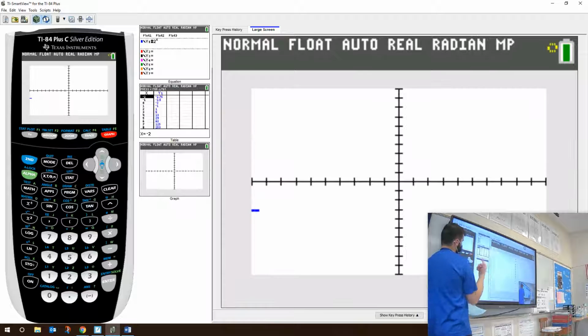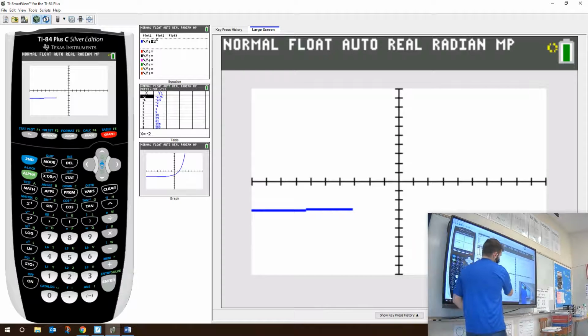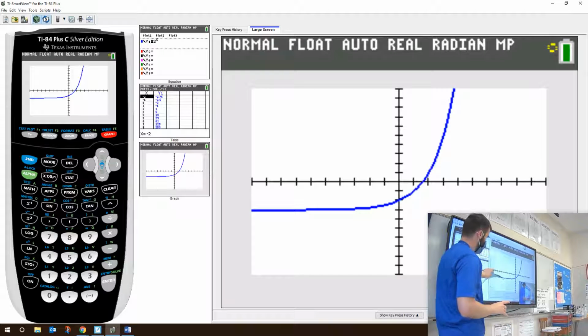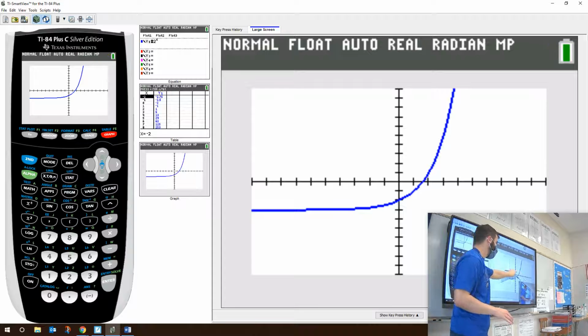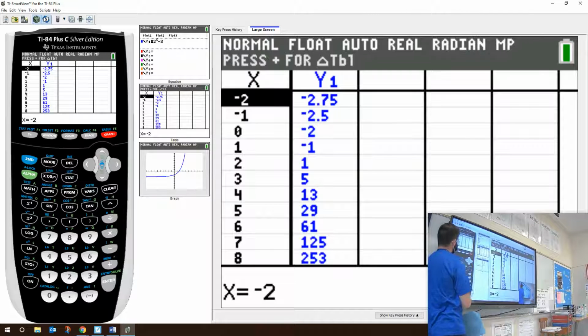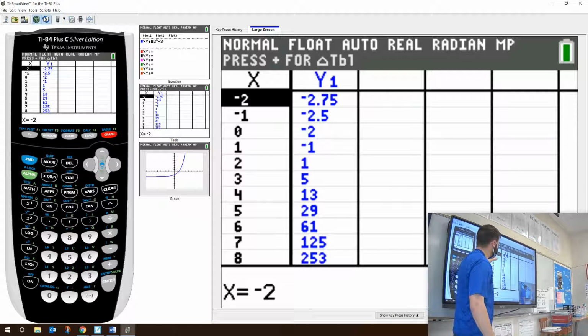And then we can show it on our graph. Look at our graph. It goes along the horizontal asymptote, and then it spikes up. Okay? And so that horizontal asymptote's at -3, and we can see that. But we can also look at the table. We can go second table. And you can see the same points that we just got. -1, -2.5, 0, -2, 1, -1, 2, 1, 3, 5.